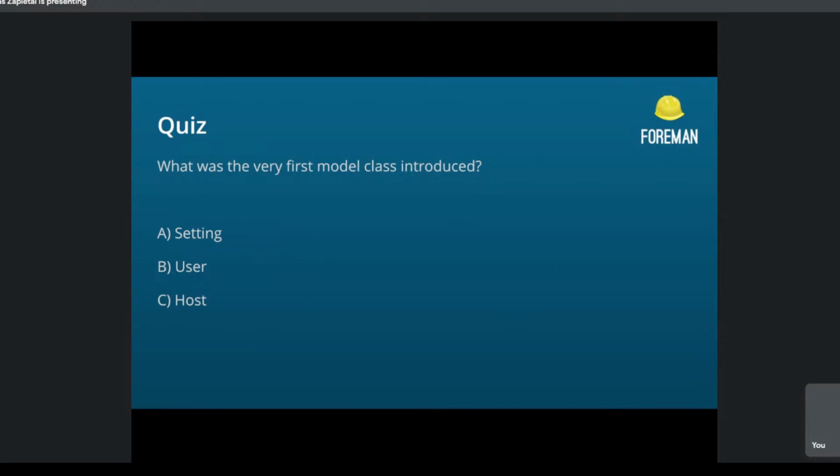Let's move on. This one is nice. So which model class was first introduced? So there is a commit. Indeed, I think it's the third or fourth commit. Is it adding setting or user or host?